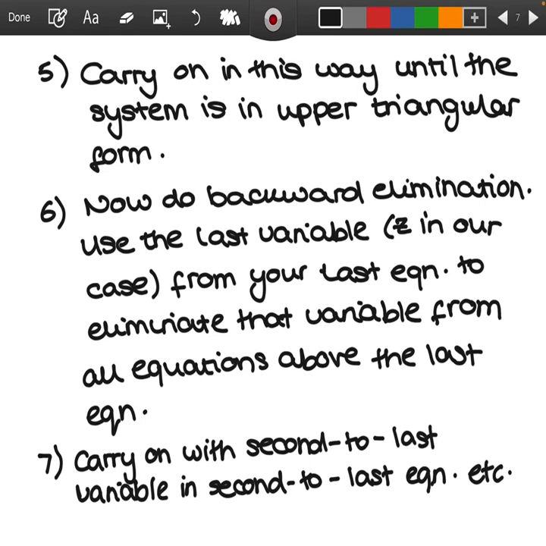Okay, so you're just going to carry on variable after variable, working backwards this time. So we worked forwards through x, y, and z as we moved down to get it into upper triangular form. Now you're going to move backwards, so you're going to eliminate z from everything above the third equation. You're going to eliminate y from everything above the second equation. So you work x, y, z going forward, and as you do backward elimination, it's z, y, x.